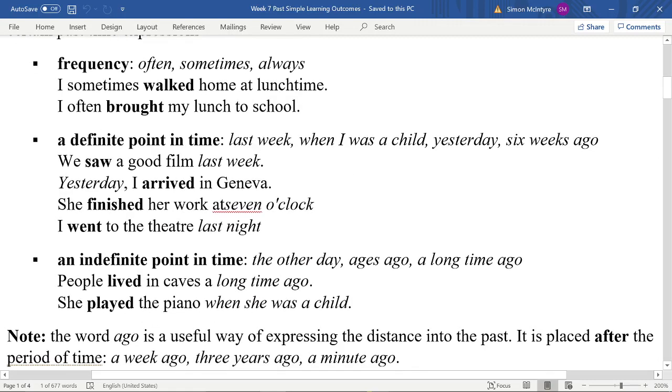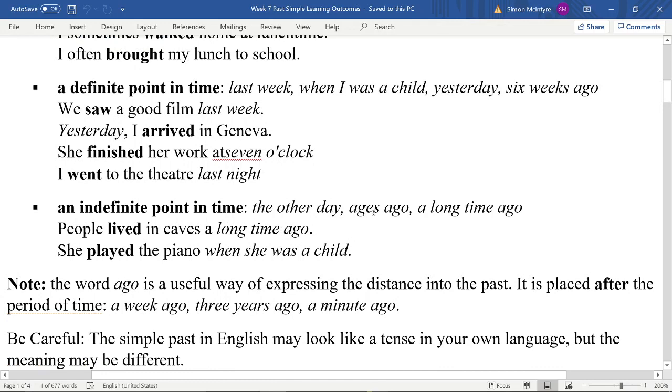We can use them for definite points in time. Yesterday, last week. Yesterday, I went to school. I studied in the library. And also periods of time, like indefinite time. So in this sense, ages ago or ago is a very useful vocabulary. The other day, I went to school. Ago is useful because we can use it with different time expressions. A week ago, 3 years ago, a minute ago, 6 months ago.